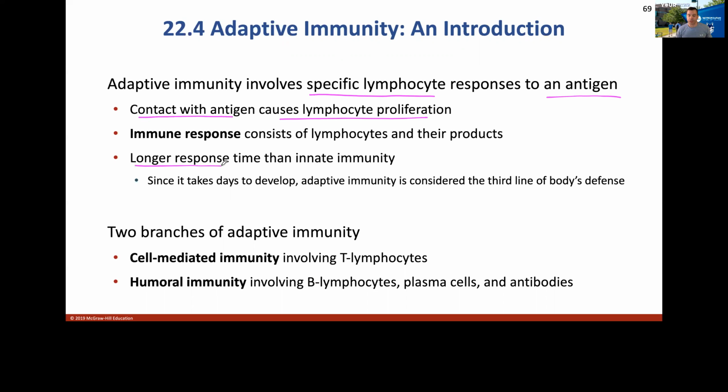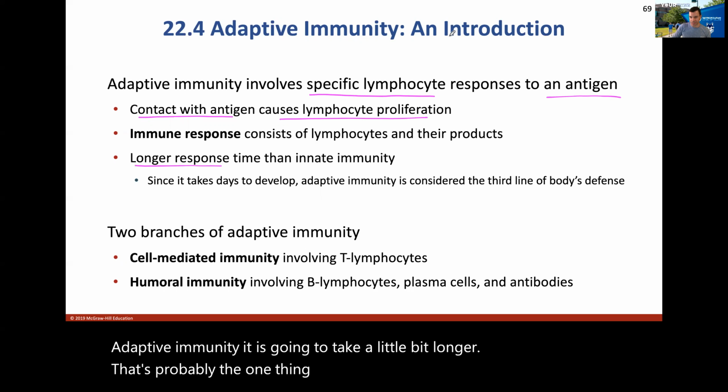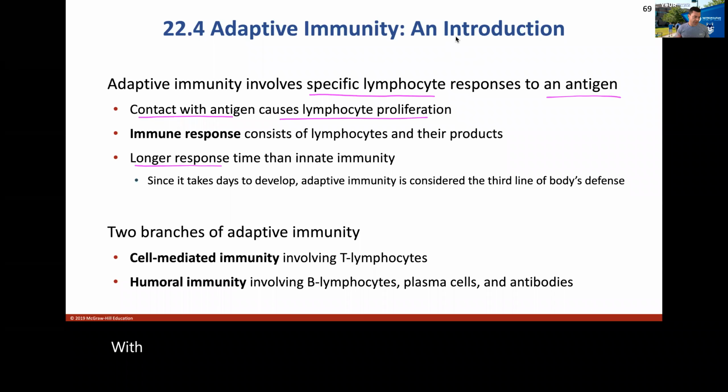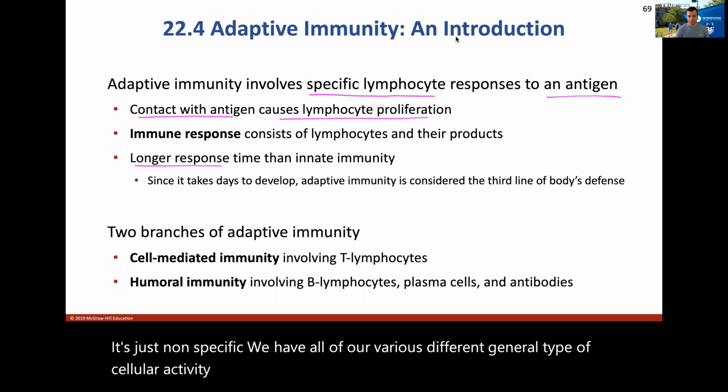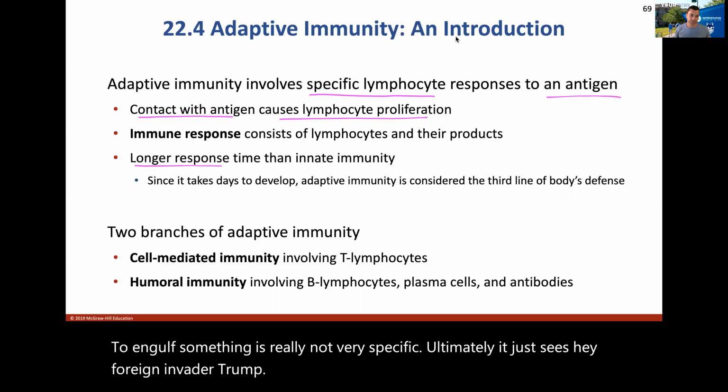The thing to remember when it comes to adaptive immunity is that it is going to take a little bit longer. That's probably the one thing that does separate it from innate. With innate, it's just non-specific. We have all of our various general types of cellular activity that just goes in and engulfs. To engulf something is really not very specific ultimately. If it just sees, oh, hey, foreign invader, chomp, not very specific, all right?